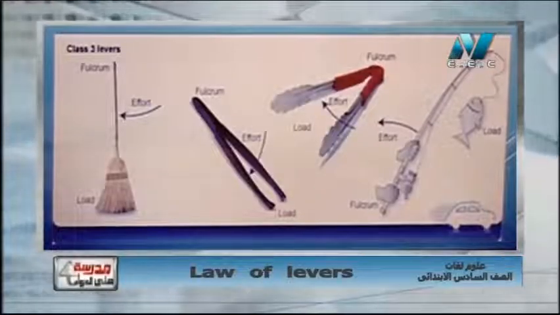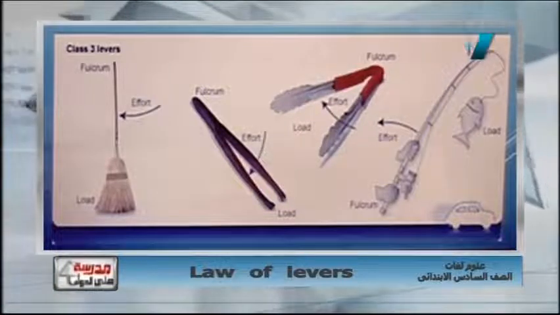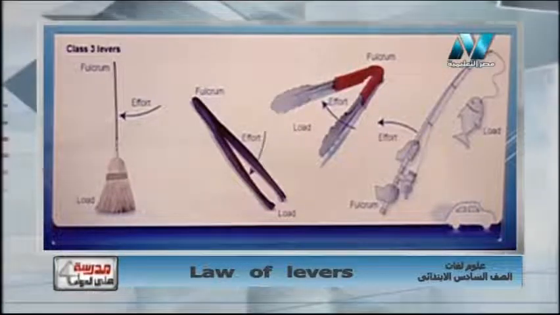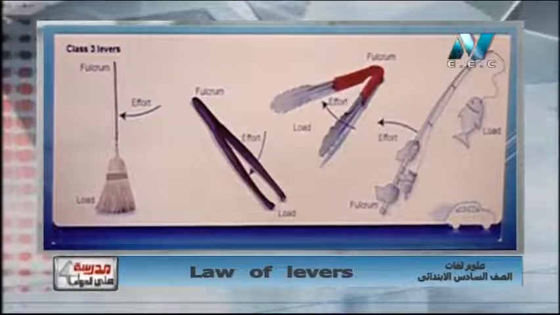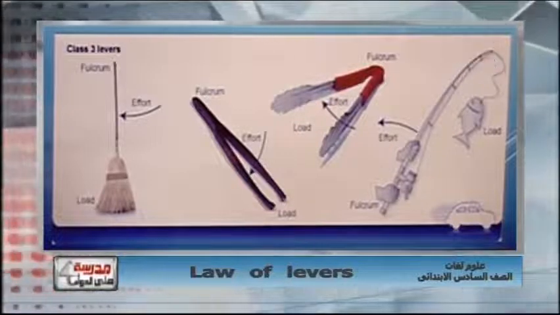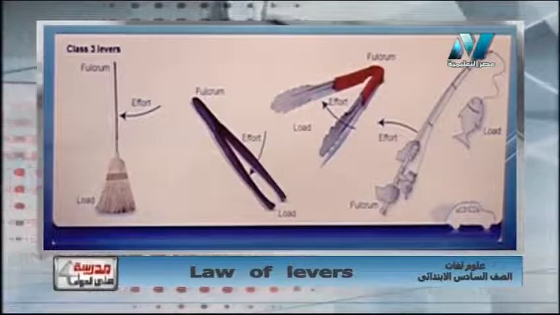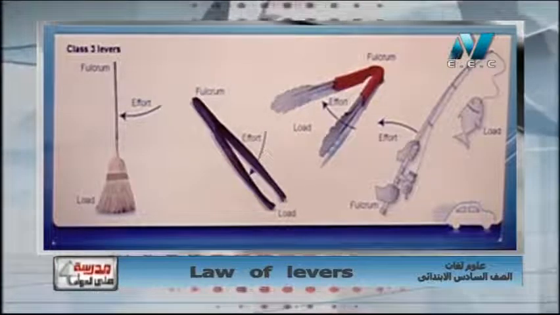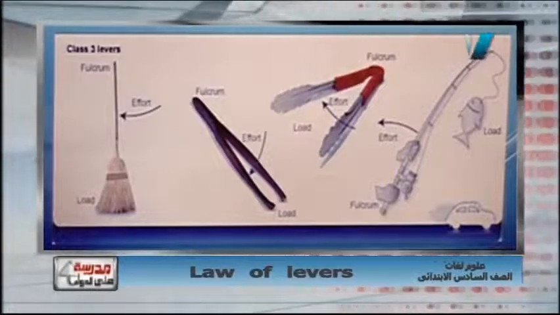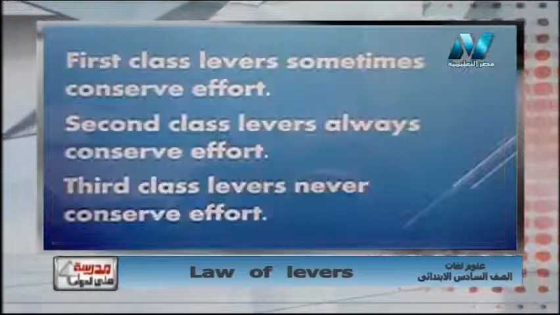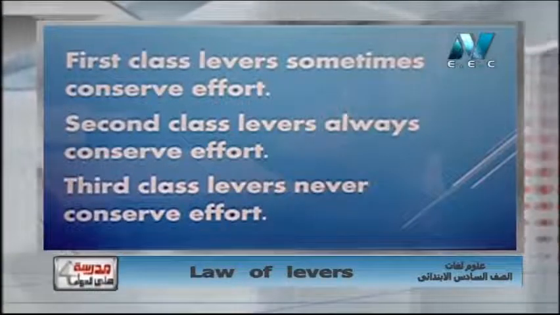As you see, these are some types of third class lever: tweezers, coal holder, fishing hook, manual broom. All these kinds of third class lever never conserve effort. Why? Give reason. Because effort force arm in third class lever is always shorter than resistance arm. So first class levers sometimes conserve effort.